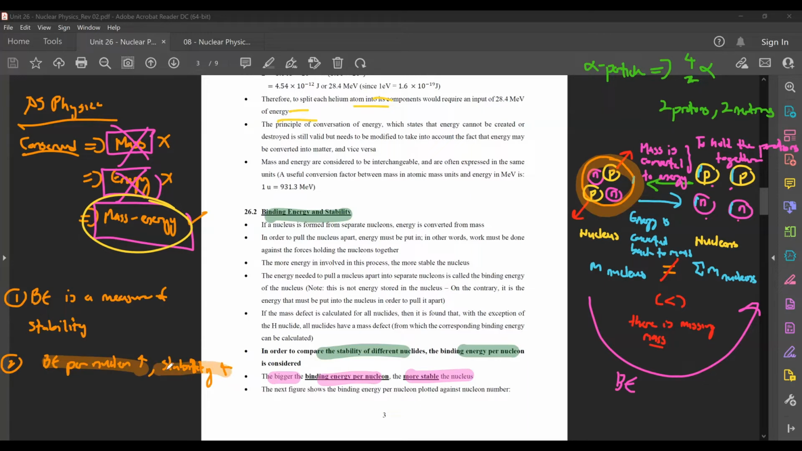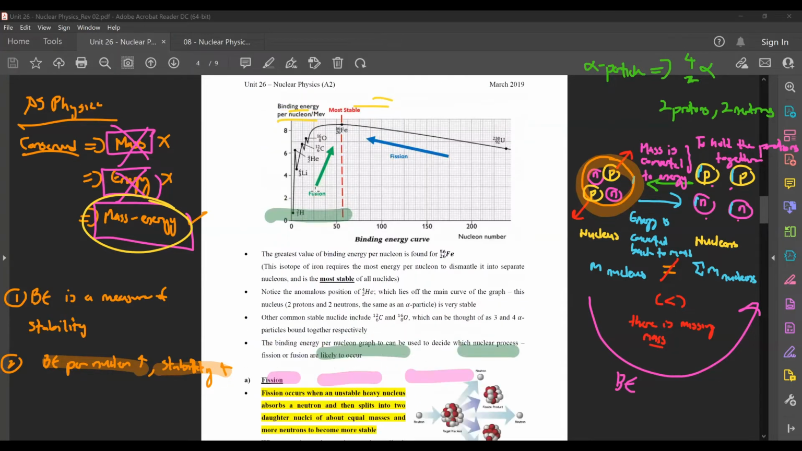If some nucleus is more stable than the other, you will actually need more energy to pull it apart. So binding energy per nucleon is a measure of stability here. And then from there, you will need to consider something. There's a particular graph that you would need to know. You need to memorize the general shape of that graph. The graph that you need to memorize eventually is binding energy per nucleon versus nucleon number. It has this general shape.